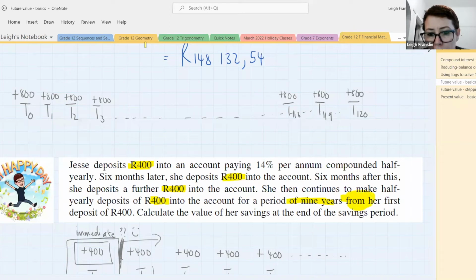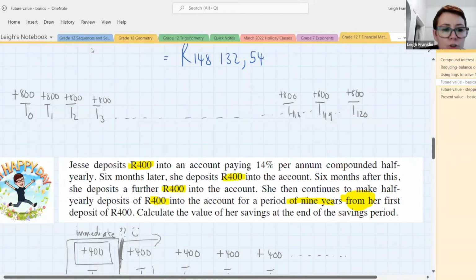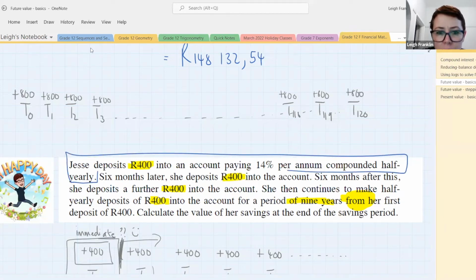So, ma'am, to get that number, you would say 9 times 2, then you get 18, right? Correct. And then you're going to add 1. Yes. Why the 1, ma'am? Because of this first sentence. So, okay, ma'am, I think my confusion comes from why we're not adding the previous 400.